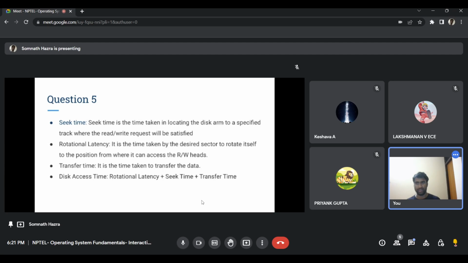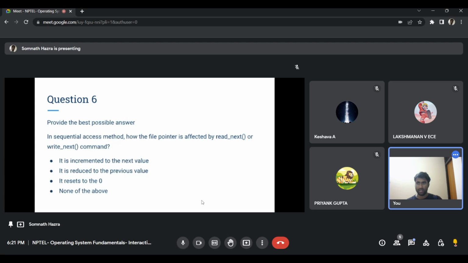Okay. So anyway, let's get to the next question. In sequential access method, how is the file pointer affected by the read next or the write next command? Even if you don't have any idea about what sequential access method is, you can take quite the literal meaning of it. Sequentially, it is accessed. The files that are taken into consideration are accessed sequentially. Options are quite simple, so even if you don't know, you can take a wild guess.